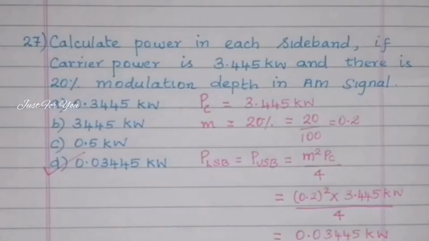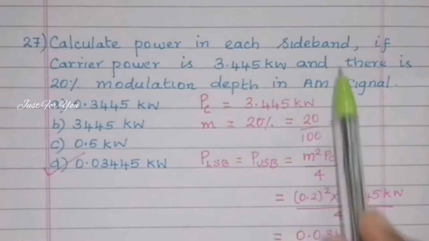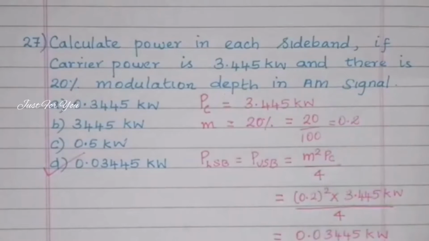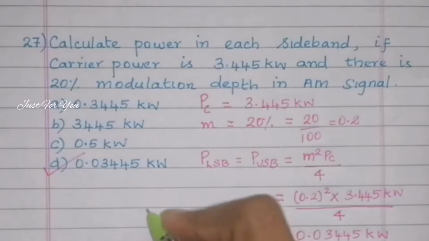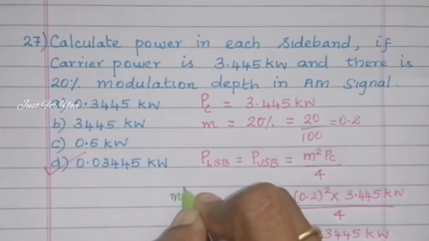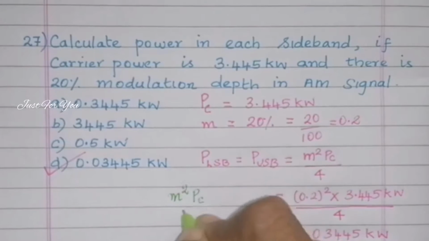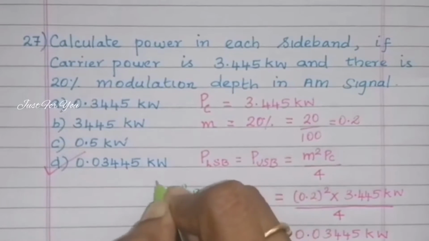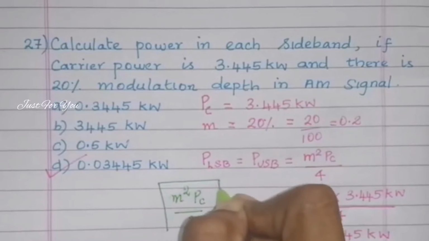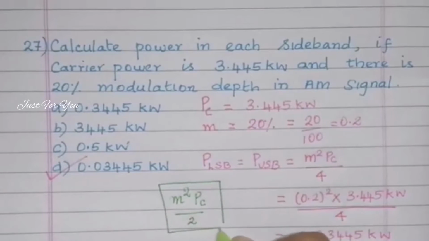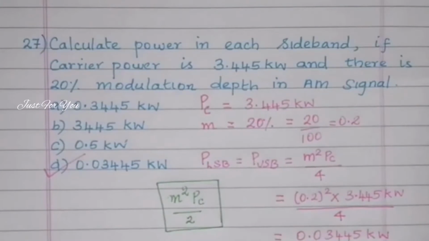Suppose they are asking a question to calculate the total power of both sidebands. Here, for each sideband we are using this formula. In case they are asking to find the total power for both sidebands, you have to use the formula M square PC by 2. If we use this formula, we can calculate the total power for both sidebands.